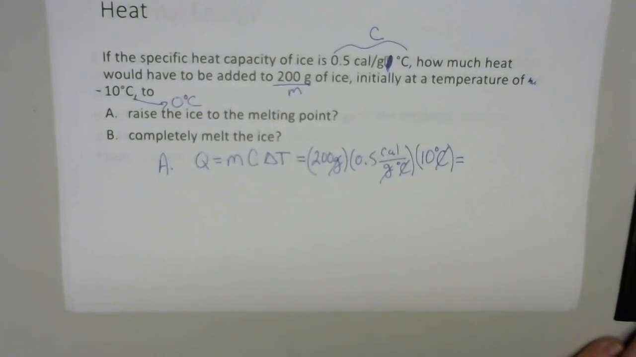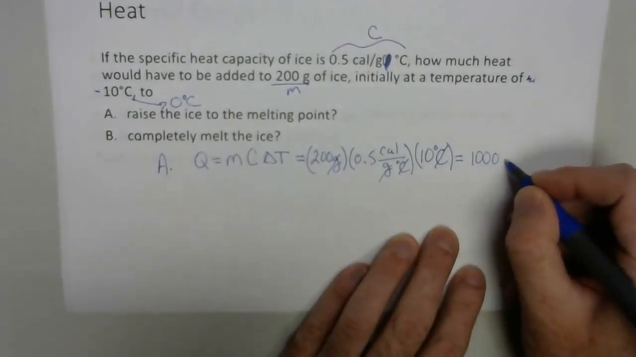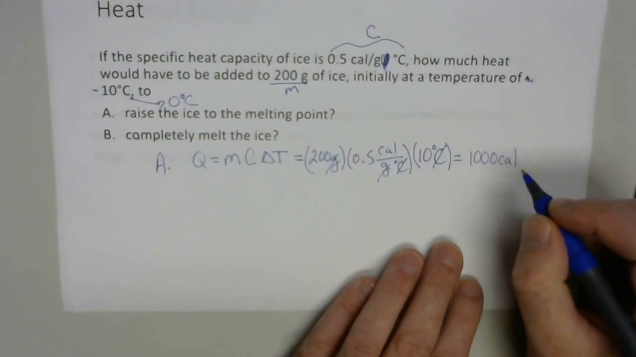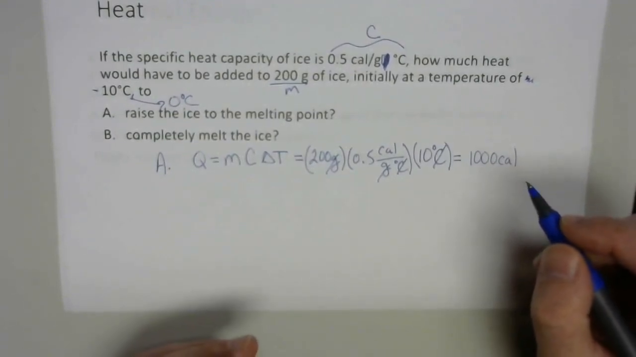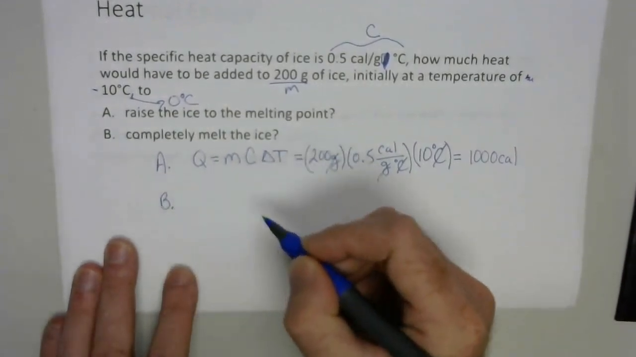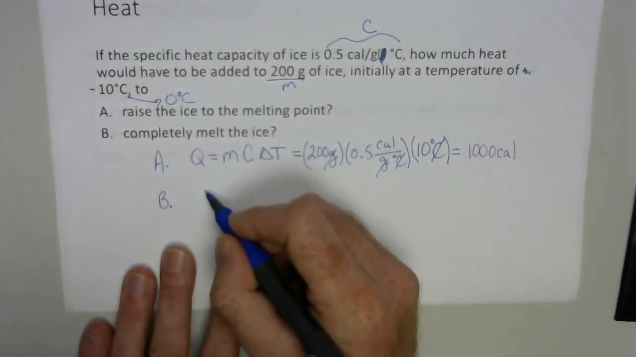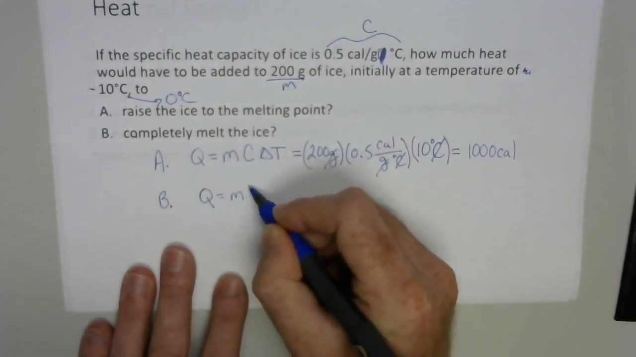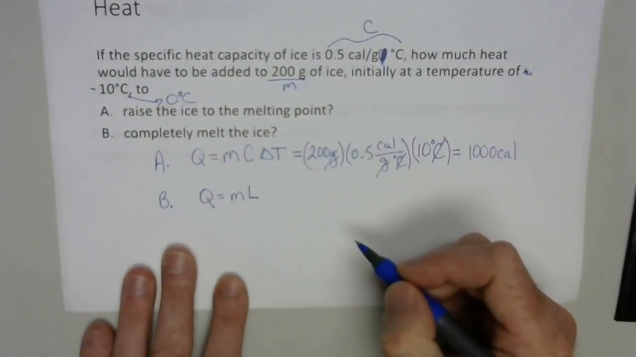So 200 times 0.5 times 10 is equal to 1,000 calories. And so that's the answer to A. We raise the temperature up to the melting point, but now to completely melt the ice, we need to add in the latent heat of fusion. So Q is equal to the mass times the latent heat of fusion. That is the amount to actually melt the ice.